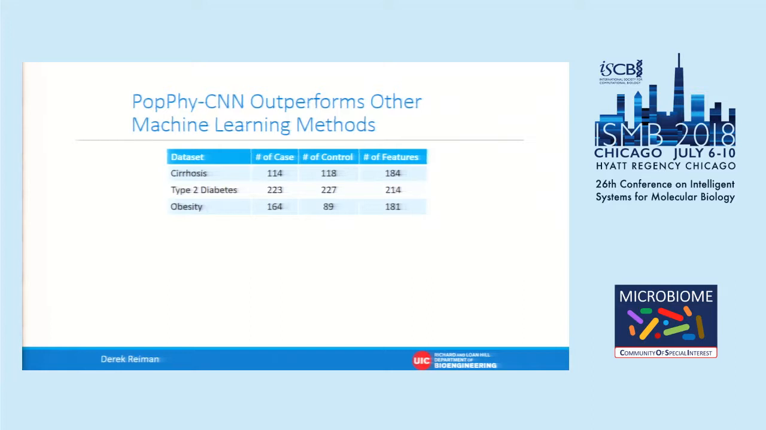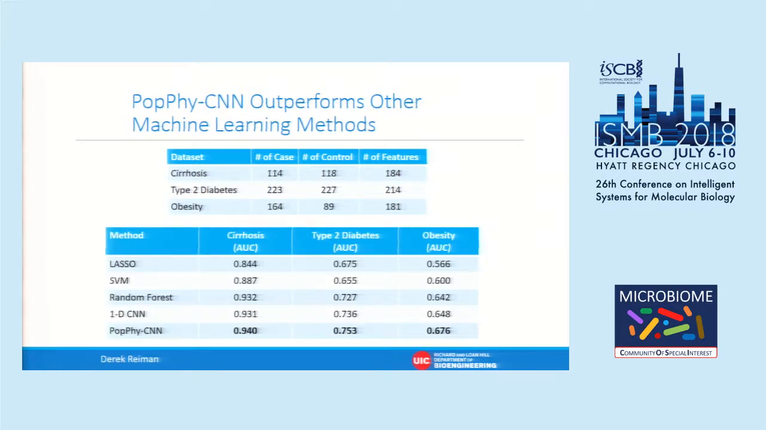So we do this with 3 data sets: cirrhosis, which is known to be pretty easy, type 2 diabetes, which we find an intermediate data set, and obesity, which is classically hard. These are generated through metagenome shotgun sequencing, and the OTUs are assigned using MetaPhlAn 2, giving us relative abundance. We compare these to the state-of-the-art machine learning methods, which will be random forest as well as support vector machine. We include LASSO models, and we also include a one-dimensional CNN.